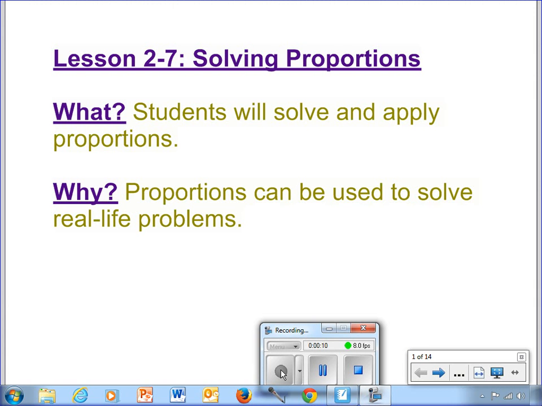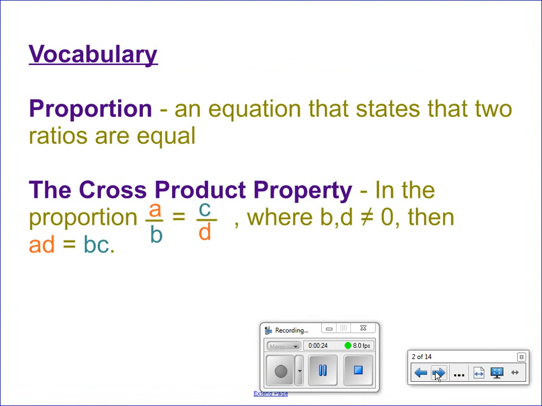Today our objective in this lesson is that you will be able to solve and apply proportions to problems, and of course we can apply proportions to solve real life type problems. Alright, so we have two vocabulary terms today.